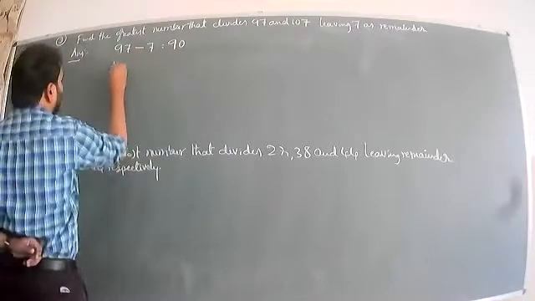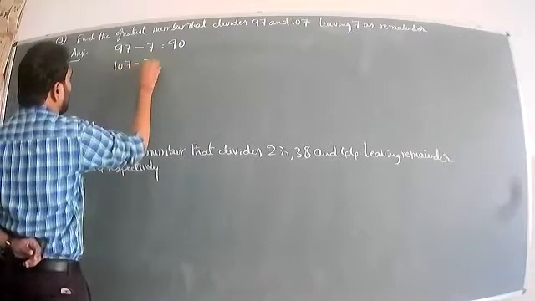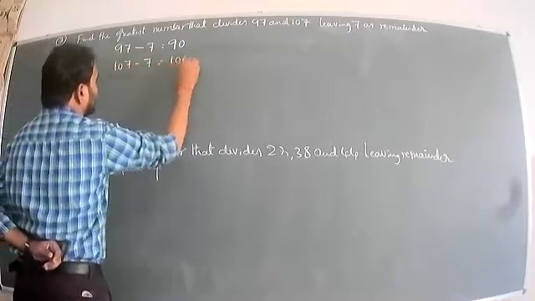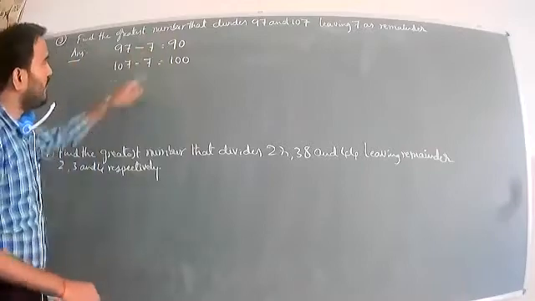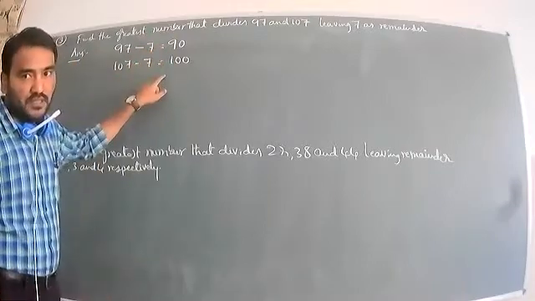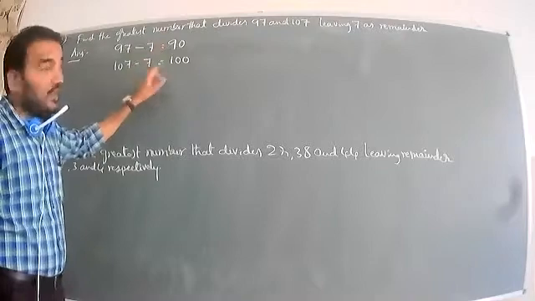Next, 107 minus 7. We get 100. Now we have to find out the HCF of these two numbers. ಈ HCF ನಂಬರ್ ಇವೆರಡು ನಂಬರ್ಗೆ HCF ಕಂಡುಹಿಡ್ಕೊಂಡ್ರೆ ನಮಗೆ ನಂಬರ್ ಸಿಗುತ್ತೆ.